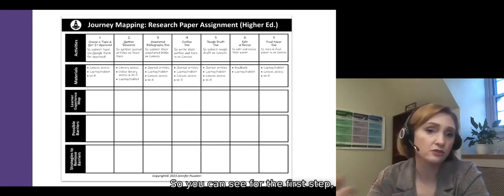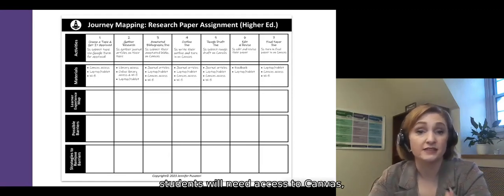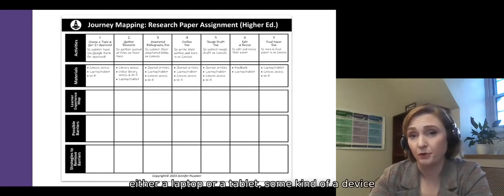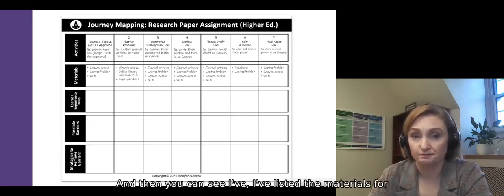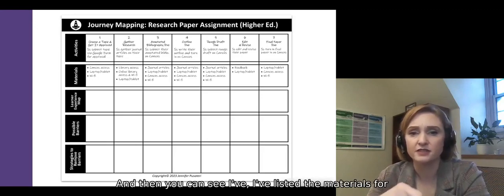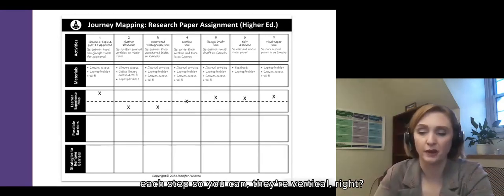So you can see for the first step, which is choosing a topic and getting it approved, students will need access to Canvas. They'll need either a laptop or a tablet, some kind of a device, and then they'll need reliable Wi-Fi. And then you can see I've listed the materials for each step. They're vertical, right?